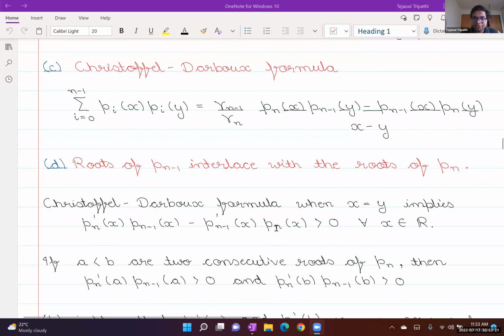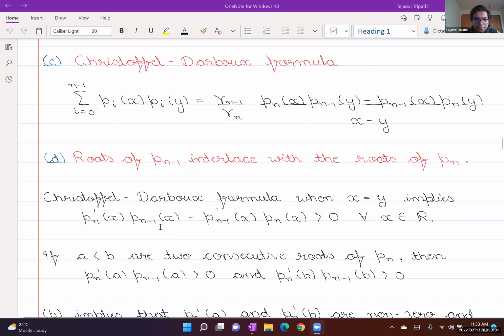So we'll use this relation to deduce that a root lies between the two roots. I assume that a and b are two consecutive roots of Pn, then I plug in a here. So I get Pn prime(a) Pn minus 1(a) minus Pn minus 1 prime(a) Pn(a). Pn(a) is 0. So that means Pn prime(a) Pn minus 1(a) is greater than 0.